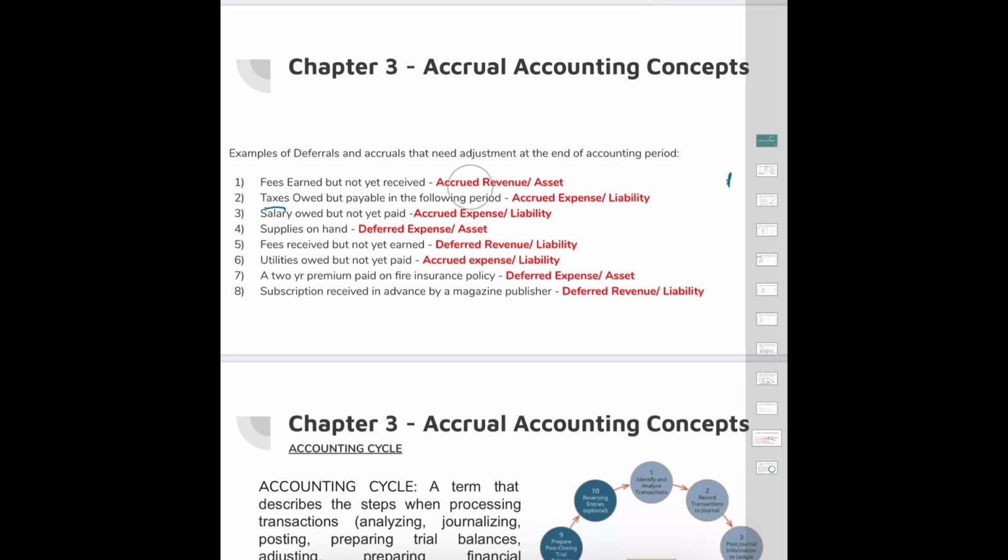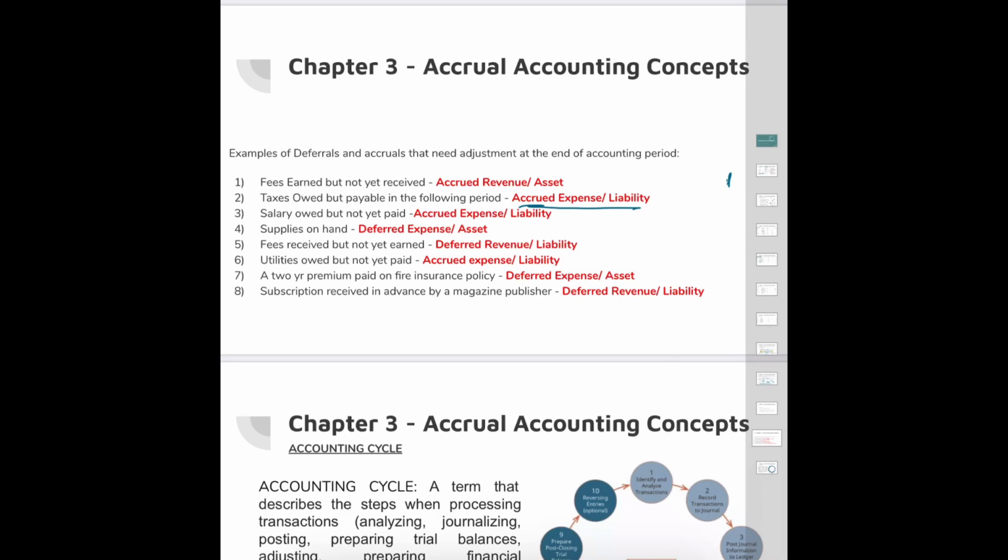All right, now let's talk about the third one, salary owed but not yet paid. Again, same as this one, it's going to be debit your wages expense and liability will be wages payable.